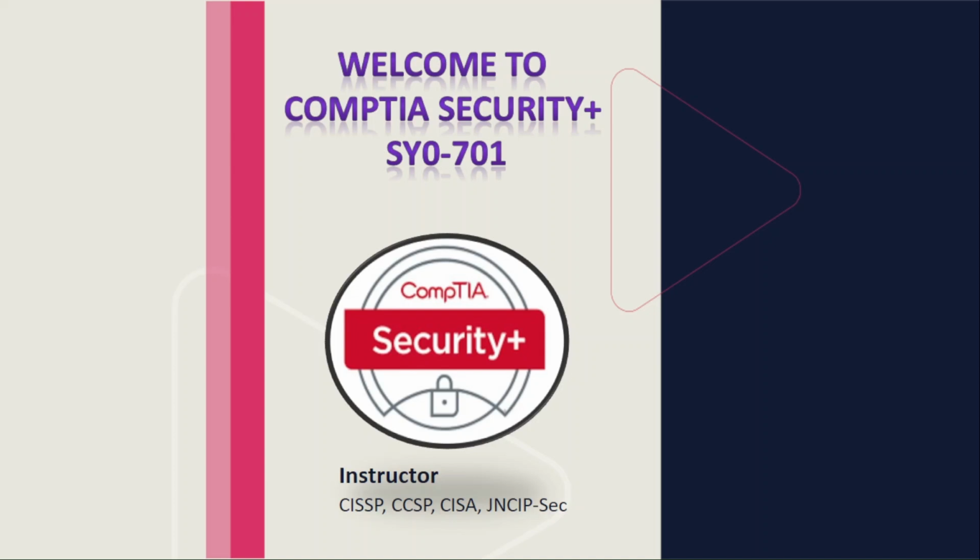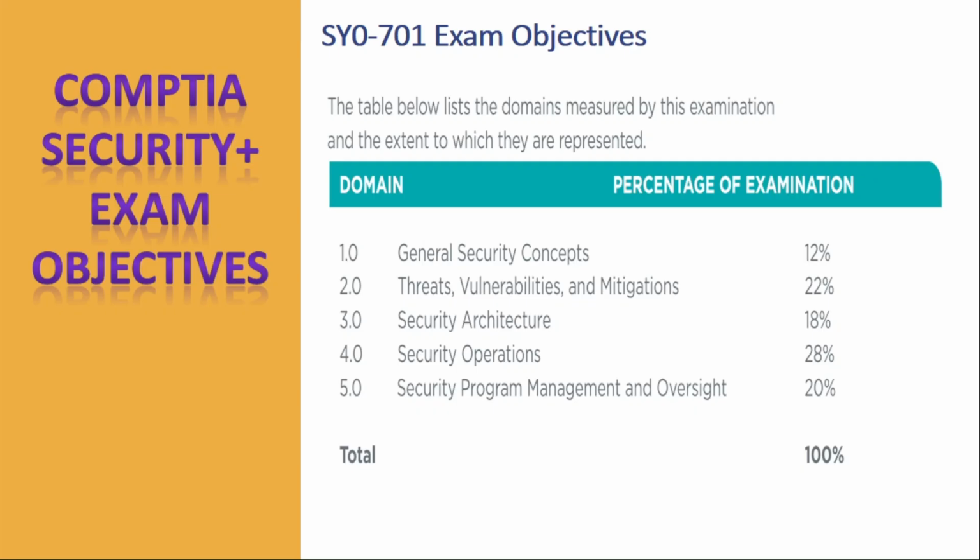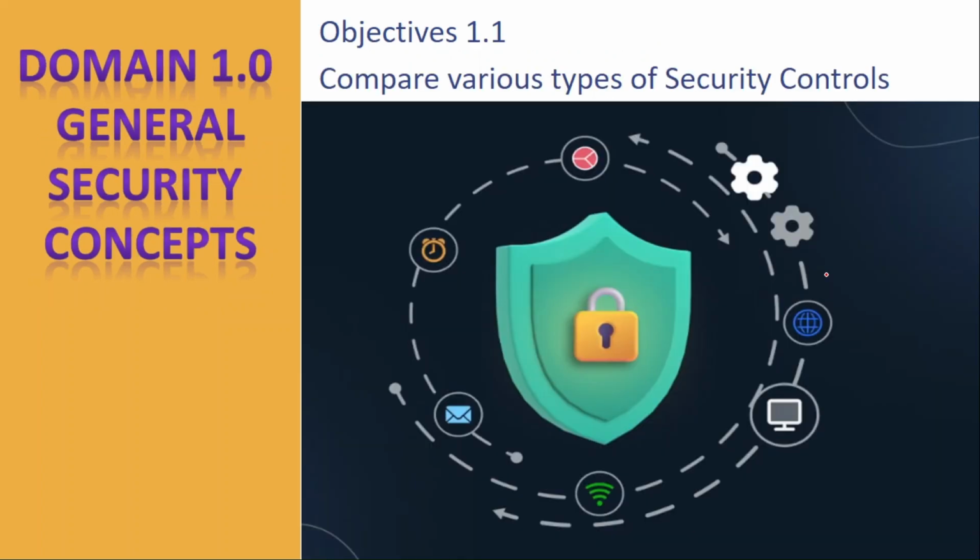Welcome to the CompTIA Security Plus exam course. This course is prepared following the updated SY0-701 exam objectives. The exam is structured into 5 domains, each contributing a specific percentage to your final score. As you can see, domain percentages vary with the most weight given to domain 4, that is security operations, but nonetheless, each domain is important from the exam perspective as well as your future practical career.